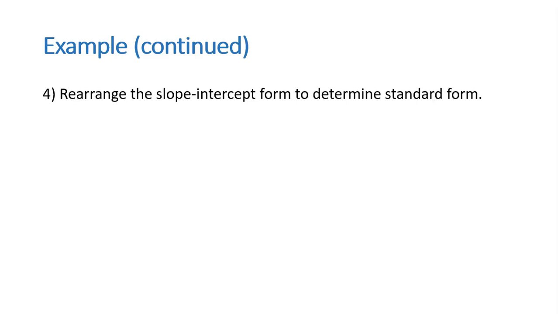Now let's rearrange and find standard form. So we have y is equal to negative 2x plus 14. We can find standard form in one step. Again, standard form just means x and y are on the same side of the equation. So we've got a negative 2x on the right. If we add it to both sides, we can move it to the left. We have 2x plus y is equal to 14, and that is our standard form.